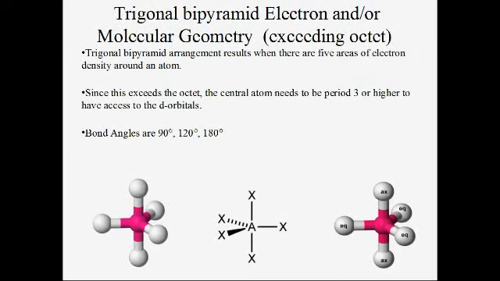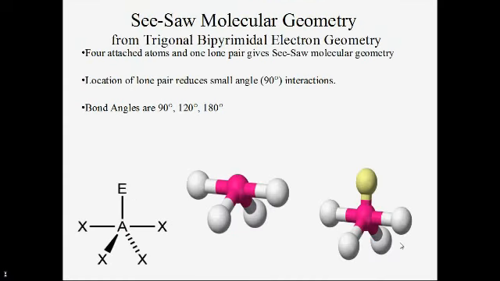Now, when we start to replace atoms here with lone pairs, the lone pair is going to occupy a spot that will minimize the small bond angles. So in this case, 90-degree bond angles. So if we have the 5 areas of electron density, one of them being a lone pair and then 4 attached atoms, we'll get the smallest number of 90-degree bond angles with that lone pair if it's on an equatorial position. That means it has a 90-degree bond angle with 2 of the axial positions.